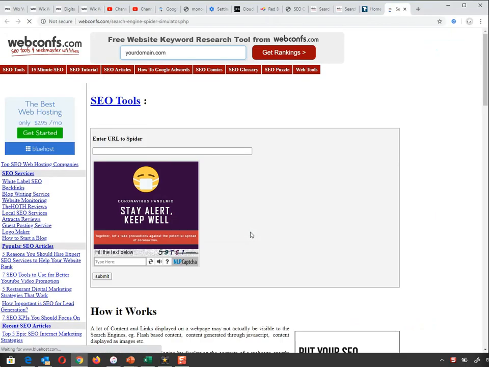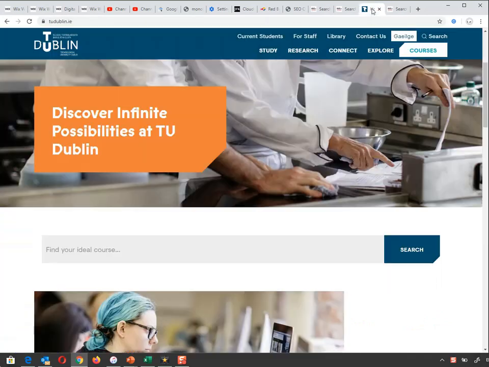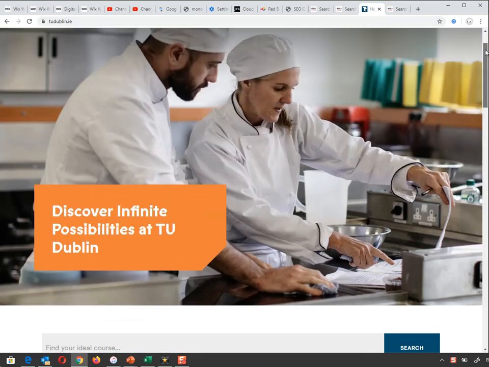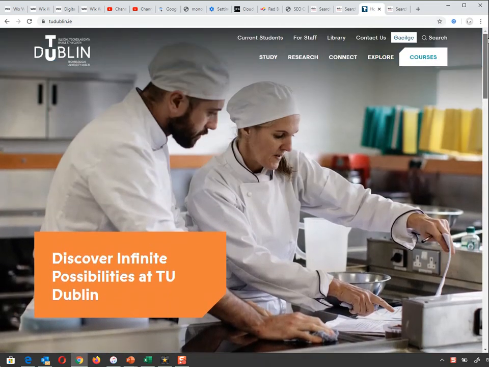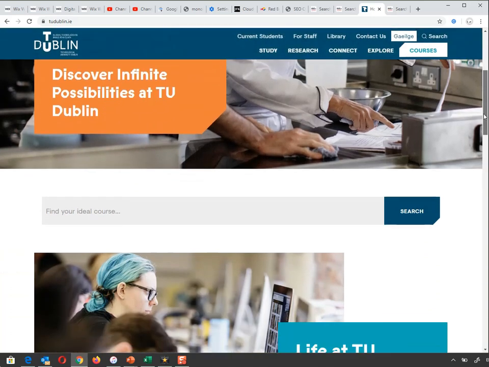And what I'm going to do is I'm going to just look at this. Now, what this actually does is it shows us what a spider will see. Okay, so I'm just going to have a quick look at a site here, for instance. I'm going to look at the TU Dublin website here, and you can see that when I move across the top here, there's links to different things and so on. So study and research and connect, explore courses and so on. You can see these lovely bits of text here and so on.